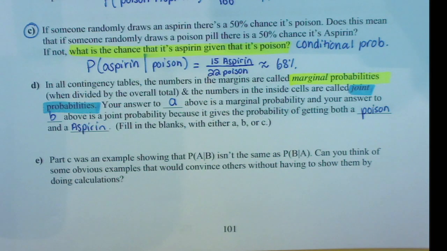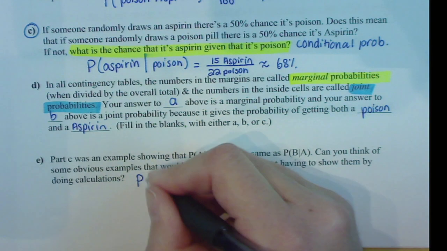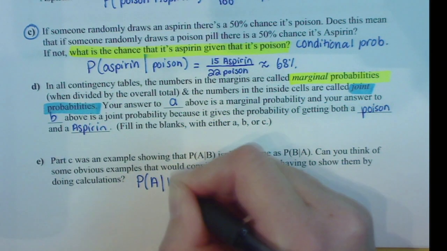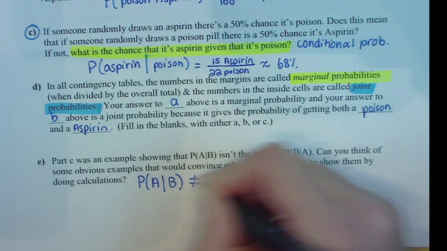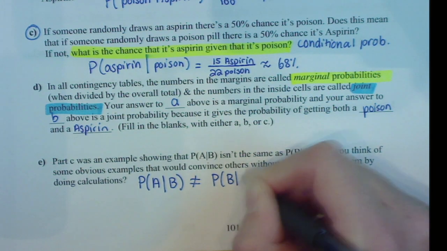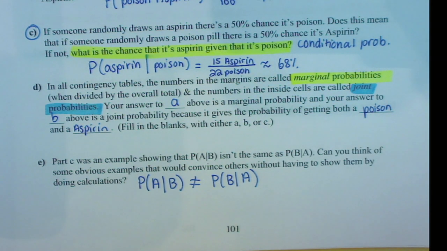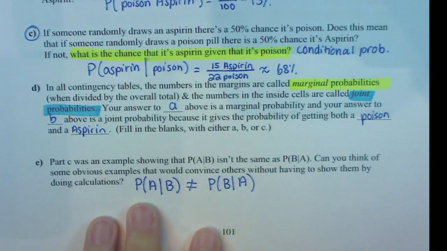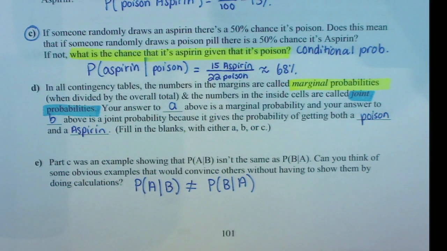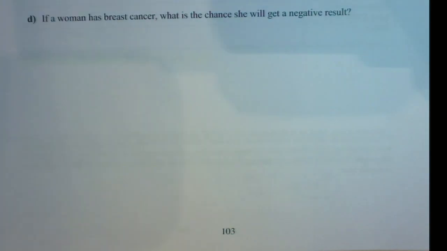All right, so I think that's good for that example. This last part just says, hey, just to let you guys know, the probability of A given B isn't always equal to the probability of B given A. So sometimes they're equal, but sometimes they're not. They don't always have to be equal. And we saw that in part C. So I'm going to do a couple more examples of this, and then we'll do our last thing. So next page.